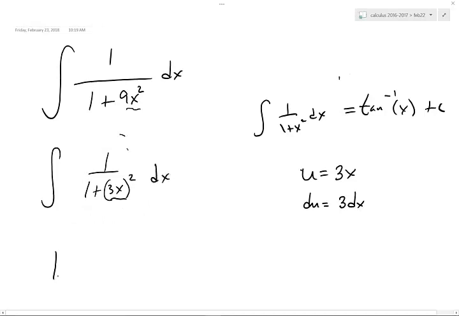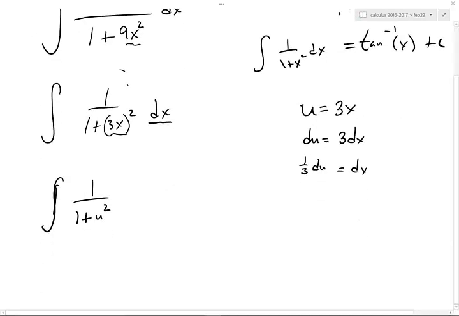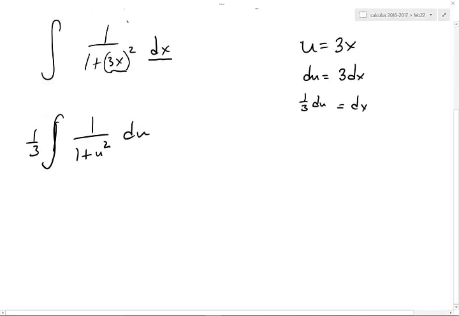So watch me do the following. It's going to be 1 over 1 plus u squared. But I need to get rid of the dx. I got you. Since that constant is there, I can pull the constant out front and write a du on the backside. Now you said that it looks like arctangent. I agree with you.